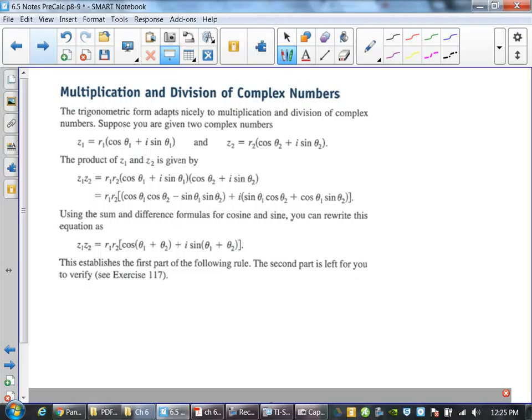So you have two trig forms. And when you multiply the two values together, all we have to do is the following. Take the radius, multiply them together. Take the cosine of the two angles added together. Plus I sine of the two angles added together. So it looks really weird.